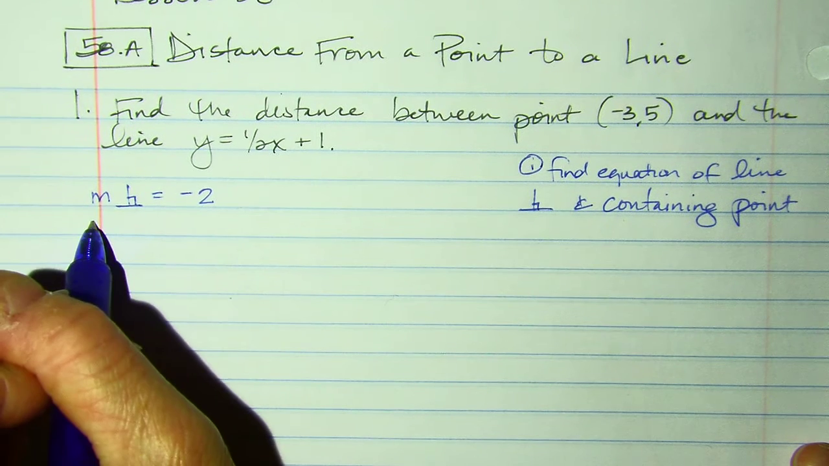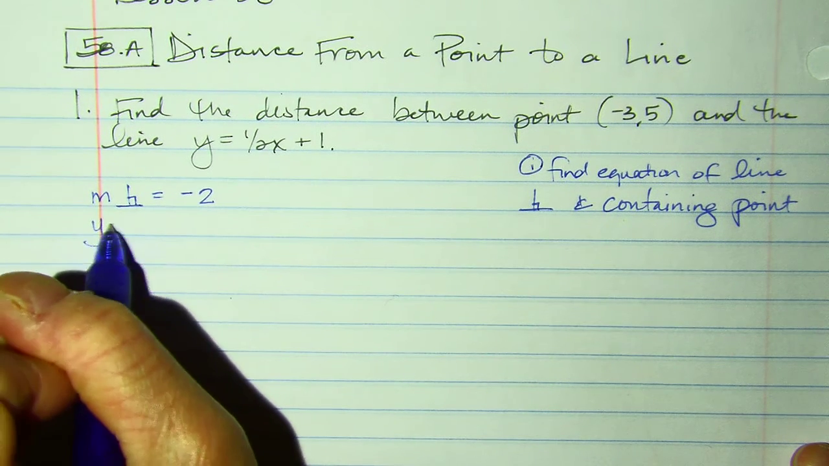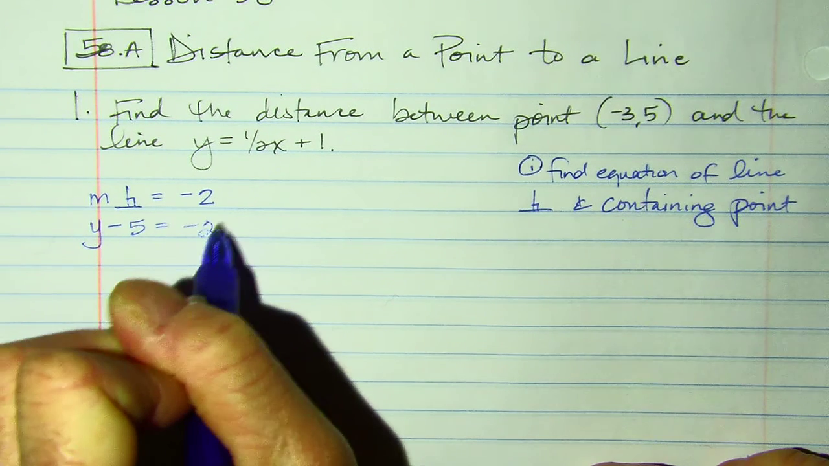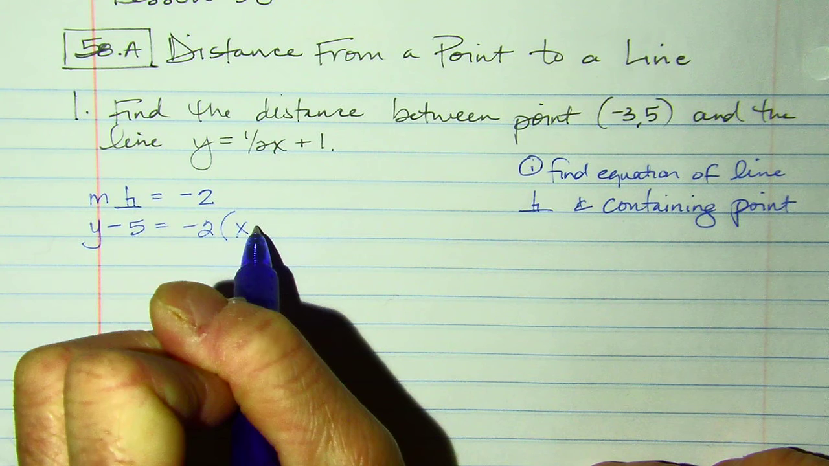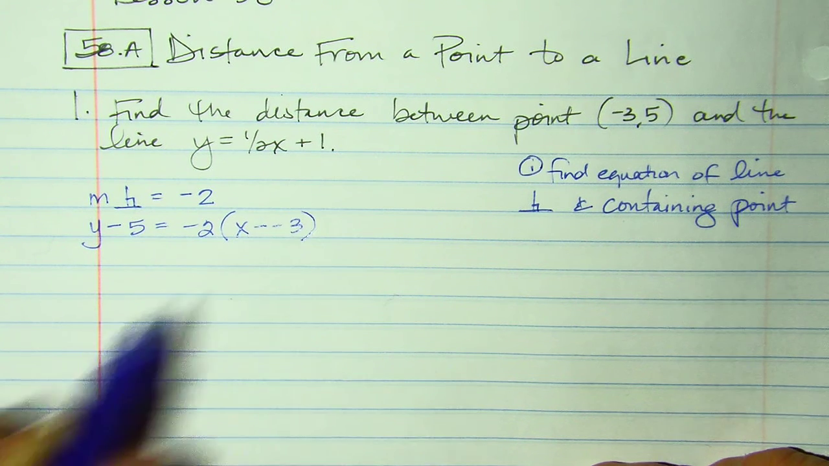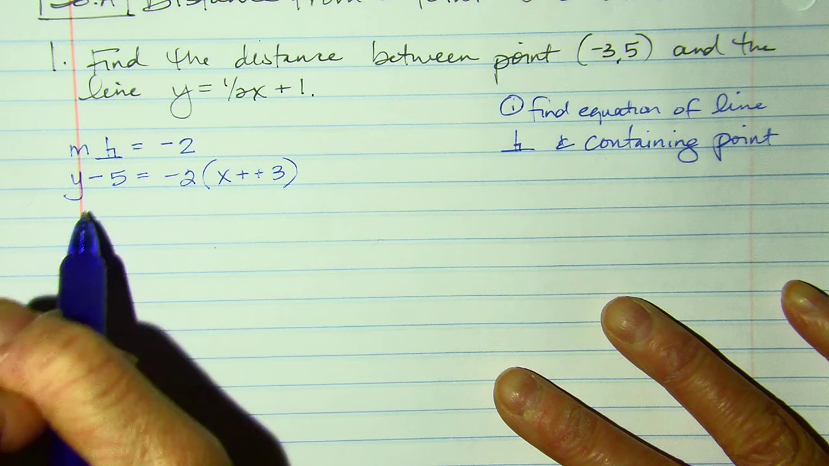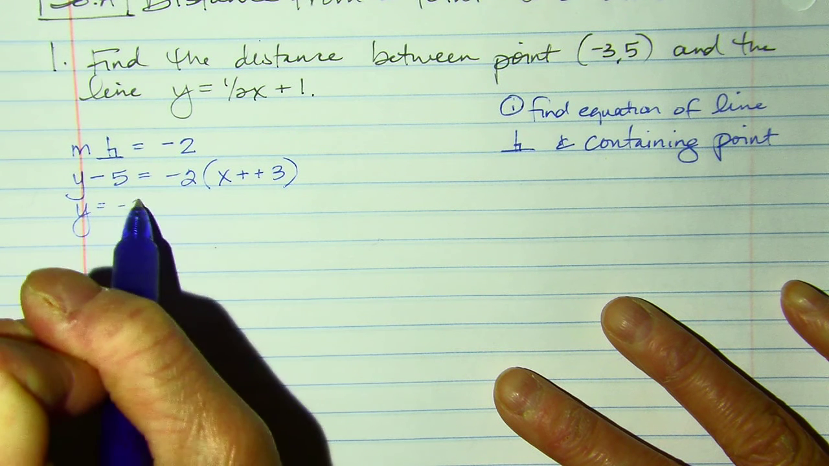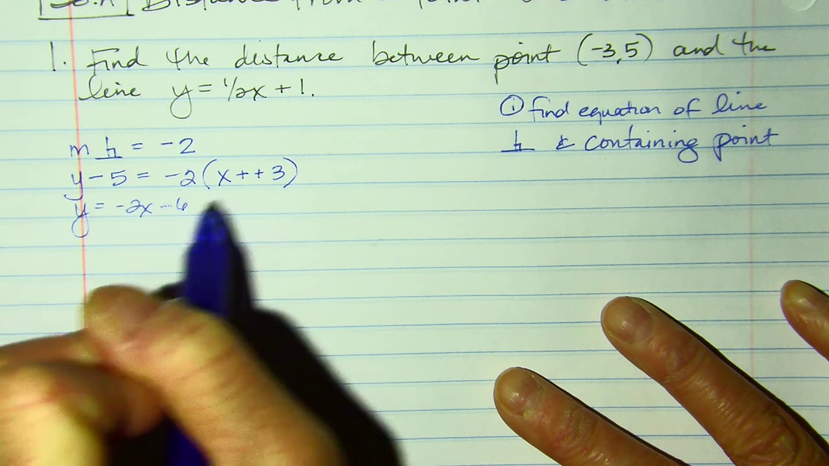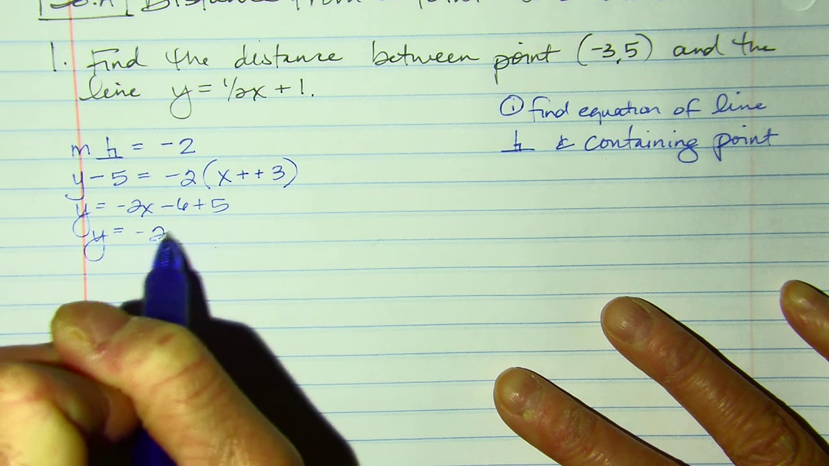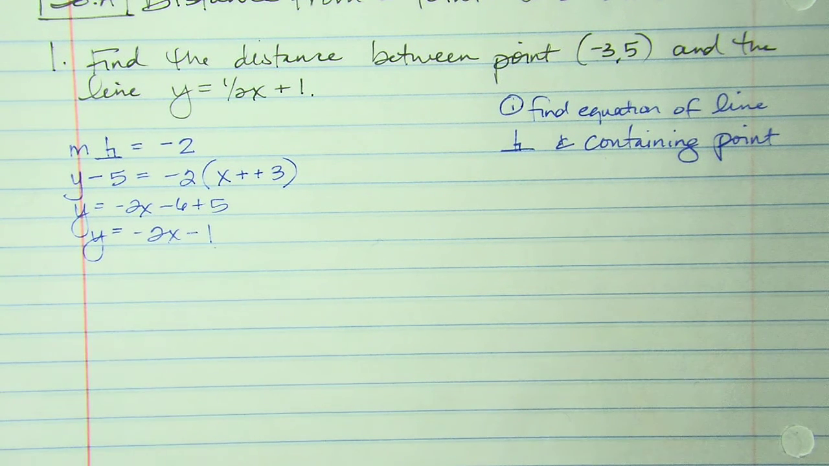And so now I'm going to use point slope form. So y minus my y value equals my slope times x minus my x value. And so this is going to become positive. And so I have y equals -2x minus 6, and then I would add 5 to the other side. So y equals -2x minus 1.